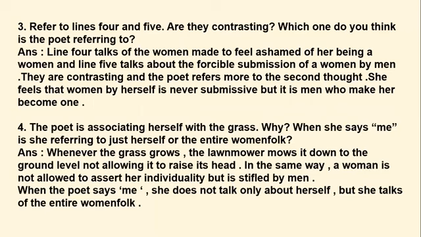So here again, the grass example is given: whenever the grass grows, the lawnmower, no one but a person who cuts the grass with the help of a machine or a weapon, comes when it starts growing, when it starts becoming big. Wherever the grass grows, the lawnmower never lets it grow. It just comes and levels it to the ground level. In the same way, a woman is not allowed to assert her individuality but is stifled by men.